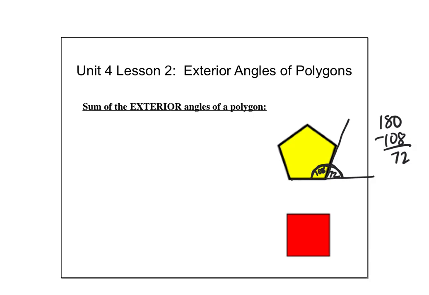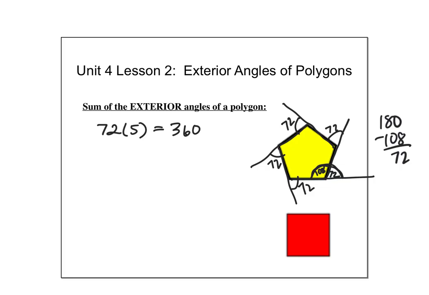And the next exterior angle is 72 degrees. And the next one, and the next one, and the next one. All of these exterior angles will be 72 degrees. Well, in a pentagon, there are 5 of those. And if we do 72 times 5, you can use your calculator if you want, but I'm just going to tell you it is 360 degrees.